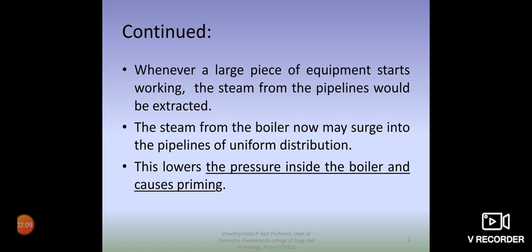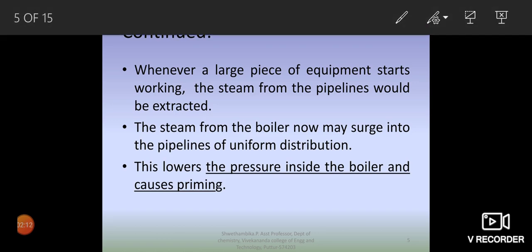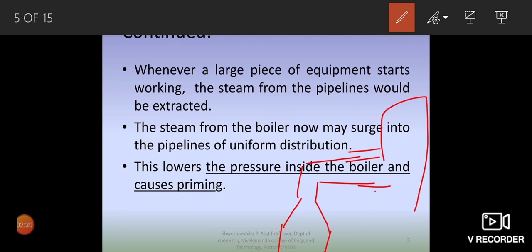Now let us see why priming takes place inside the boiler. It needs a little bit of imagination to see why the process happens. Let us imagine this is the boiler body, which has some pipeline connection to an external source, connected to a system where a large amount of gadgets may be connected. Whenever in an industry associated with the boiler, a large piece of equipment starts working all of a sudden, imagine suddenly an apparatus fitted here starts working.